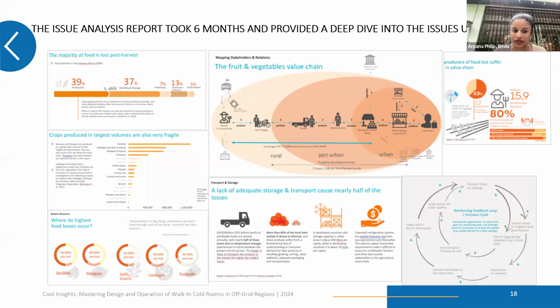We looked at where post-harvest loss happens. We looked at what are the crops that are produced in bulk, where do the highest food losses happen, where does the supply chain break down. And one of the key findings was it's mostly informal. Farmers are informal, traders are informal. And so we needed to formalize the system in a way.